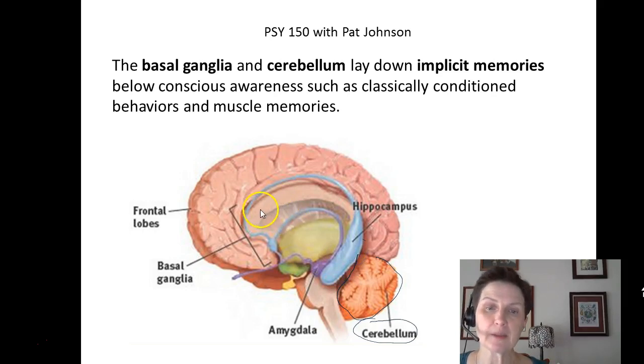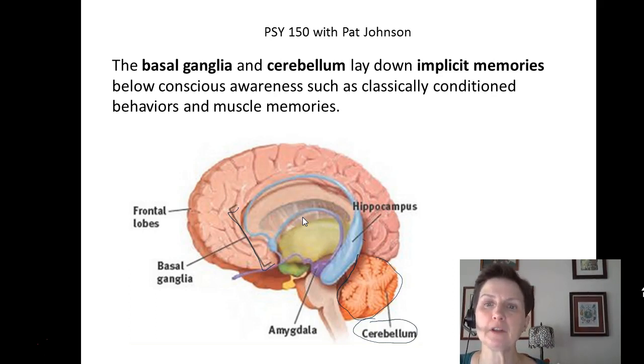And we're also looking at the basal ganglia. And the basal ganglia is in here. And the basal ganglia and the cerebellum lay down implicit memories. And these are memories that are below conscious awareness. So they would be involuntary responses, things like classically conditioned behaviors, and muscle memory.